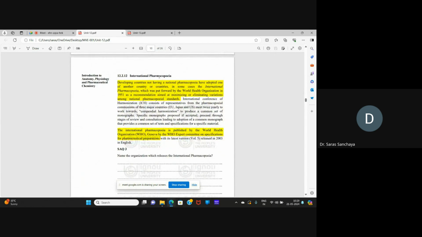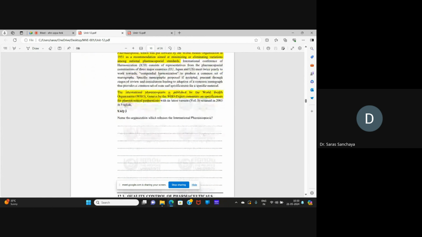Then, international pharmacopoeia. Developing countries not having a national pharmacopoeia have adopted one or more of another country's or countries' pharmacopoeias, in some cases the international pharmacopoeia, which was put forward by the World Health Organization in 1951 as a recommendation aimed at minimizing or eliminating variations among various national pharmacopoeial standards. The International Pharmacopoeia is published by the World Health Organization, Geneva, by the WHO Expert Committee on Specifications of Pharmaceutical Preparations, with its latest version released in 2003 in English.